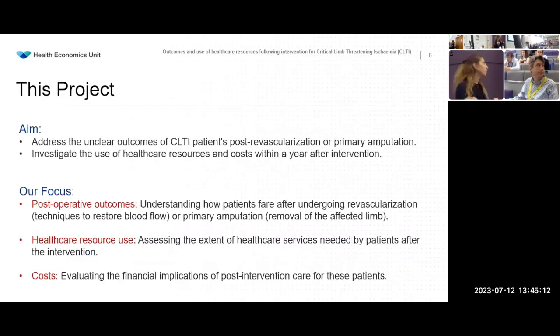So the aim of the project was to examine the outcomes of revascularization and primary amputation procedures for patients with CLTI, and also to investigate the use of healthcare resources and costs 1 year after these interventions. In other words, the focus of this project was both on the outcomes of these procedures for the patient and also the healthcare resource use and costs.